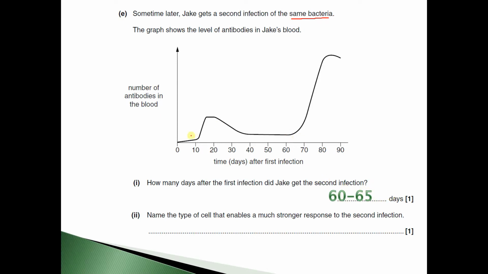You can see here, this is the first infection where the number of antibodies went up, and then he got better and it dropped down. And then suddenly he gets ill again around here, and the number of antibodies increases very, very quickly. Finally, a little bit of learning here. Name the type of cell that enables a much stronger response, and that is a memory cell.